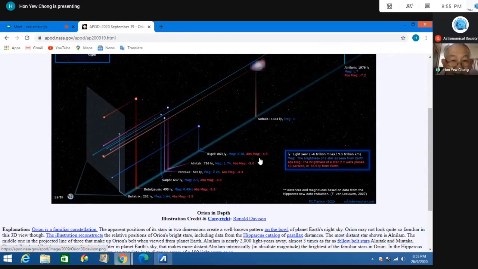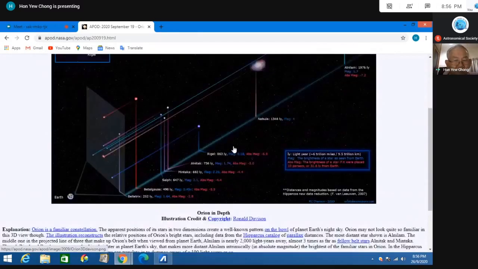Absolute magnitude is minus 6.9, very bright. We know that Rigel is very bright, but it is very far, much further than Betelgeuse. If Rigel were as close to the Earth as Betelgeuse, then Rigel would be much brighter than Betelgeuse. And then closer to the Earth you have Alnitak, Mintaka, Saiph, Betelgeuse, and the closest is Bellatrix. Now we know that star names are mainly derived from Arabic, like Alnitak, Alnilam, Mintaka, Rigel, Betelgeuse. But Bellatrix is derived from Greek, not from Arabic. It's very close, 252 light years away. So I really like this image.